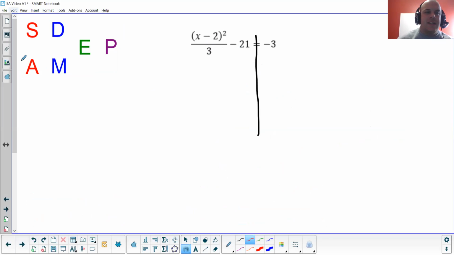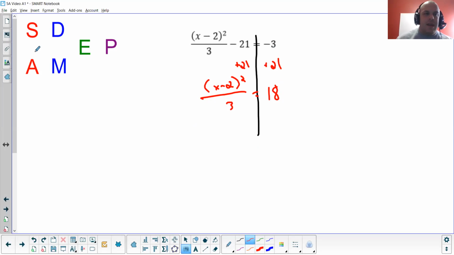First step, okay, do I see any subtractions or additions? I see 2 subtractions, but that's inside, so I get rid of that later. So I have to add 21 to both sides. So I now have (x - 2)² over 3 equals negative 3 plus 21, which is 18.